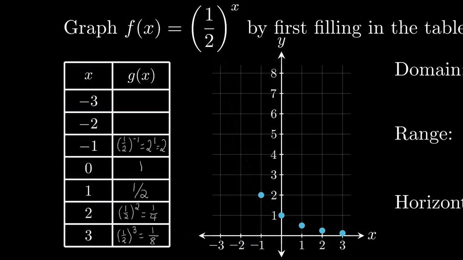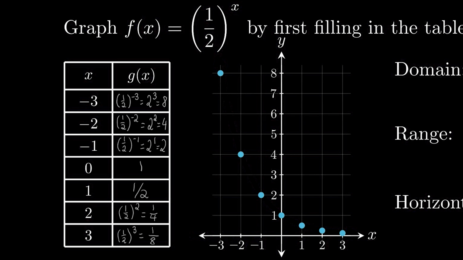And then similarly, raising 1/2 to the power of -2 will be the same as raising 2 to the power of 2, which is 4, resulting in the point (-2, 4), and raising 1/2 to the power of -3 results in 2 to the power of +3, which is 8, resulting in another point on the graph, (-3, 8).